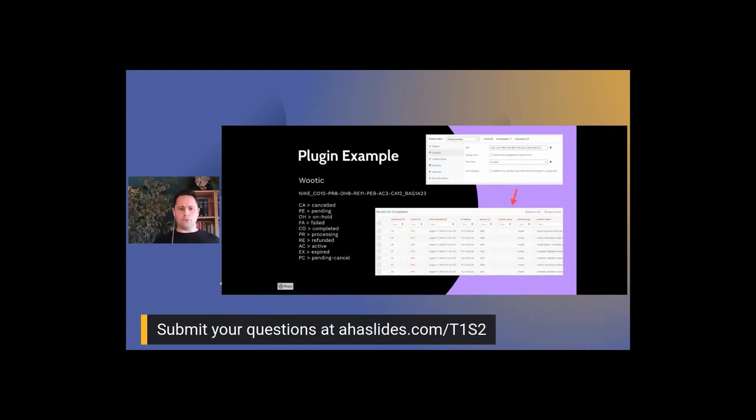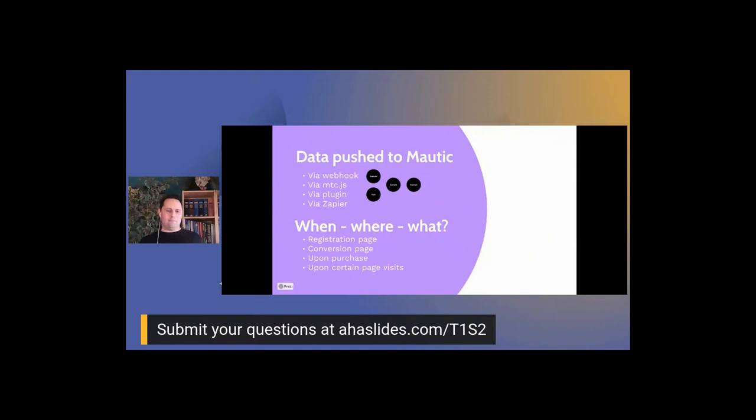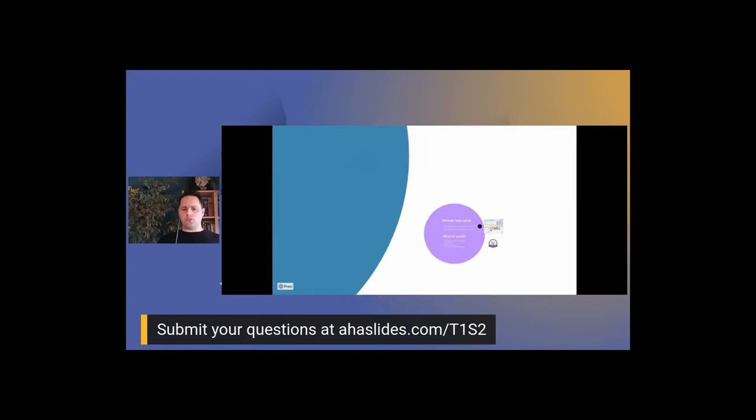So we can get all this data in. We can have it in the registration page or when someone converts or from WooCommerce or Magento or whatever in the background, or you can do it on page visits. It's up to you. These are the actions, the data transfers, what's happening based on some kind of action. We can also have synchronization. We do this in different places.